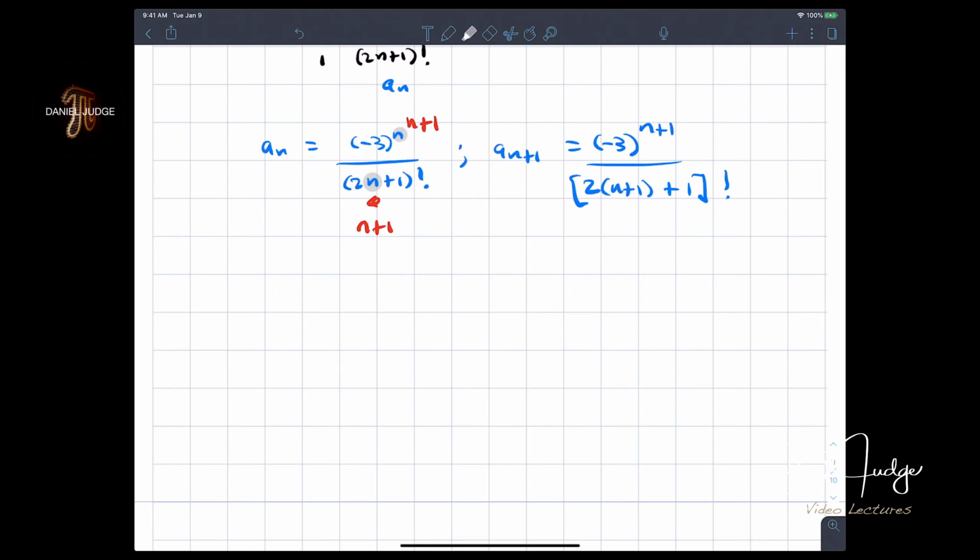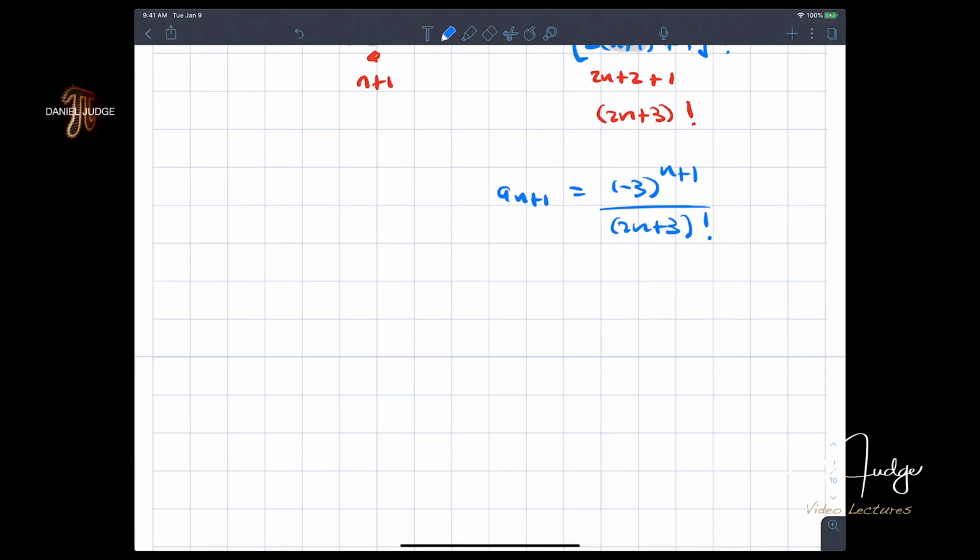So I was careful to say, okay, there's 2n, replacing n with n plus 1. Be a bit careful with that. What does that mean? Well, this is 2n plus 2 plus 1, which means you have (2n plus 3) factorial. So the next term is negative 3 to the n plus 1 over (2n plus 3) factorial.